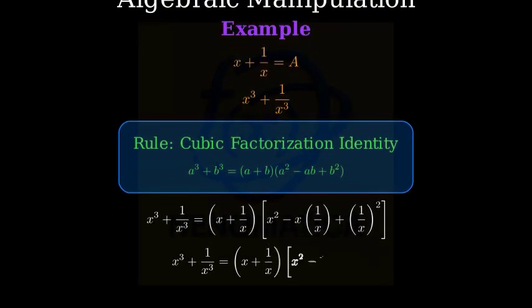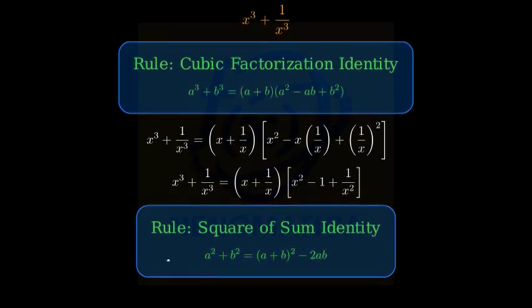Now, let's simplify this expression. First, we know that x plus 1 over x equals a. Let's focus on the bracket term x squared minus x times 1 over x plus 1 over x squared. We can simplify. The middle term x times 1 over x is just 1. Next, we'll use another algebraic identity.